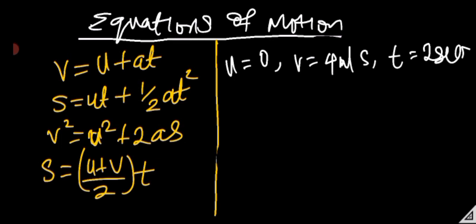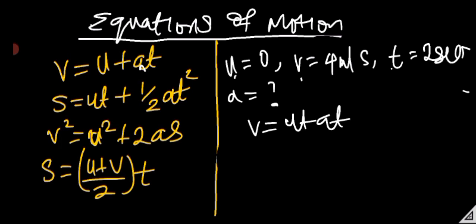When you see this kind of question, first of all, you go to your equations of motion. Which equations have these parameters? As we can see very carefully, equation 1 has V, and we have V here. Equation 1 has U, we have U here. You have A, A is what you are looking for, they say find the acceleration. So A is among the parameters, and we have T. So we are suitable to use equation 1: V = U + AT.